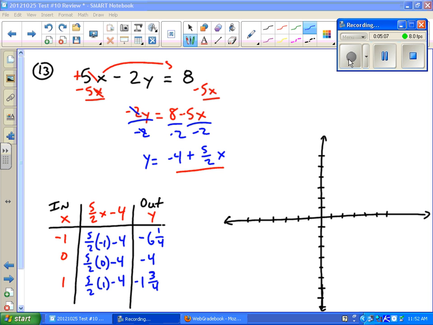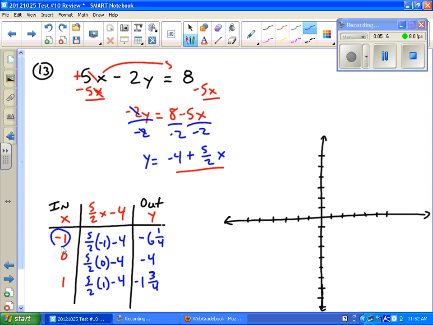Okay, now that we have our input-output table created, we can get our three ordered pairs from it. Our first ordered pair, our x value is -1, and our y value is -6 and 1/4. So -1, -6 and 1/4. And the reason we left it as a mixed number is because it's easier to graph.